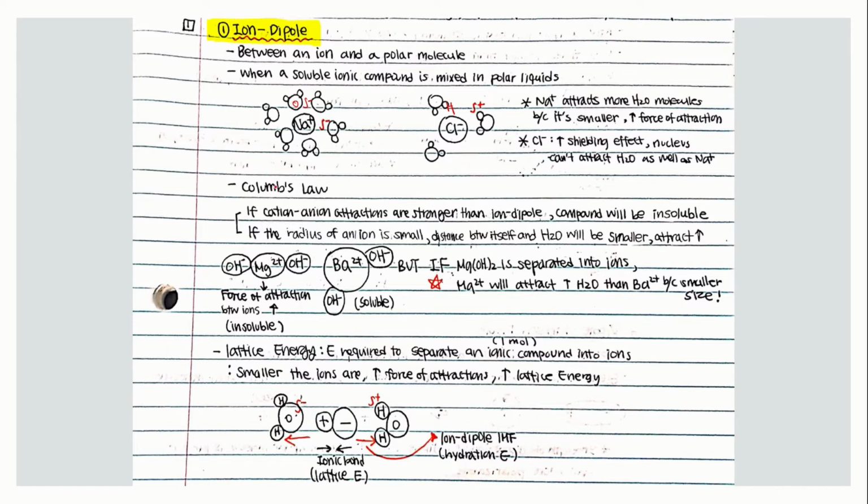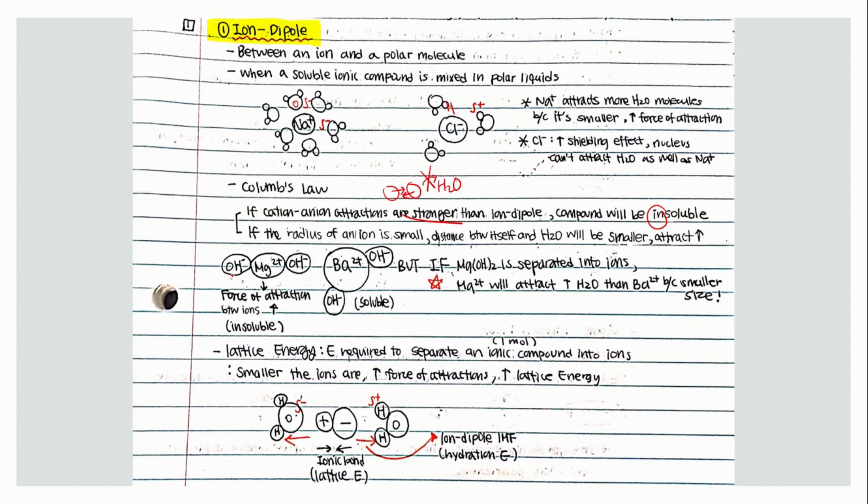And Coulomb's law applies. If cation and anion attractions are stronger than the ion-dipole, the compound will be insoluble. It will not dissolve in water because the ion attractions are stronger, so they will attract each other so strongly that water molecules cannot pull them apart.